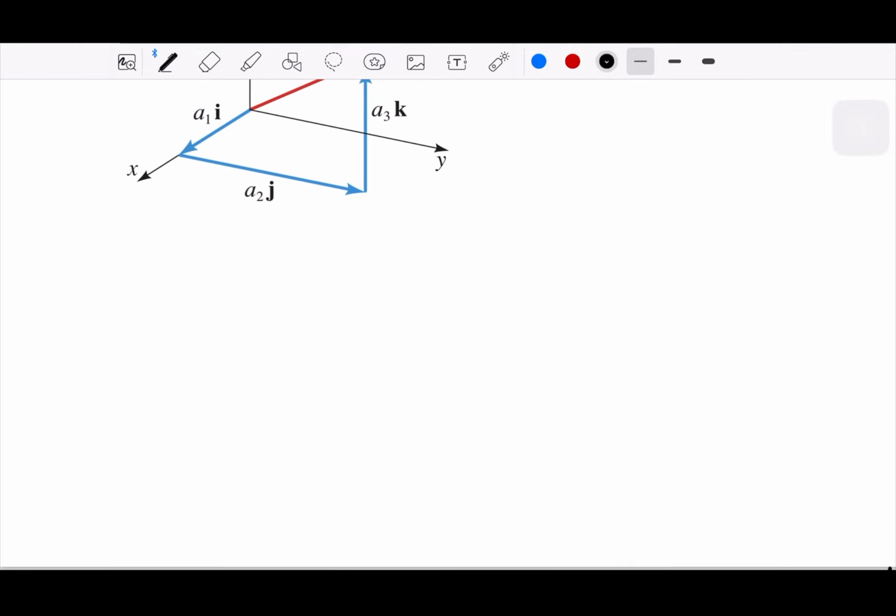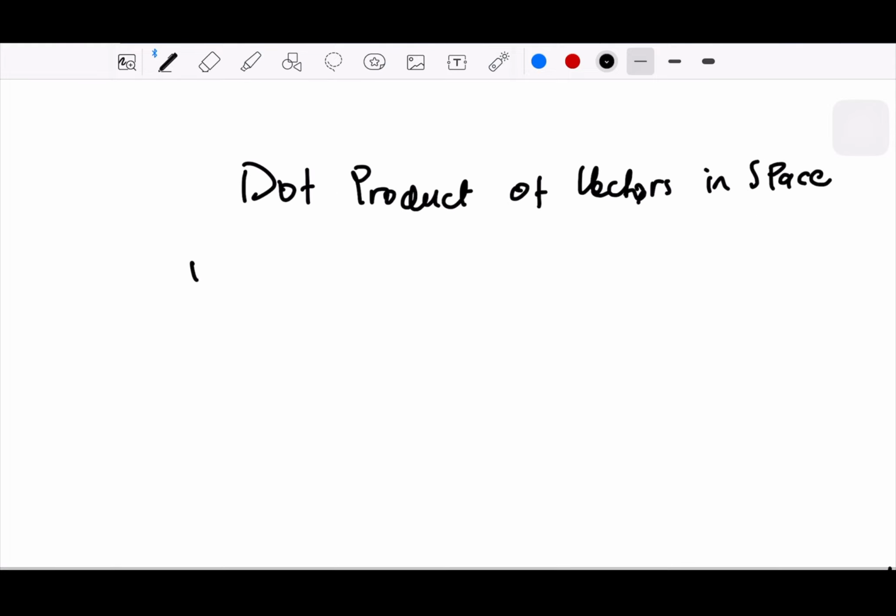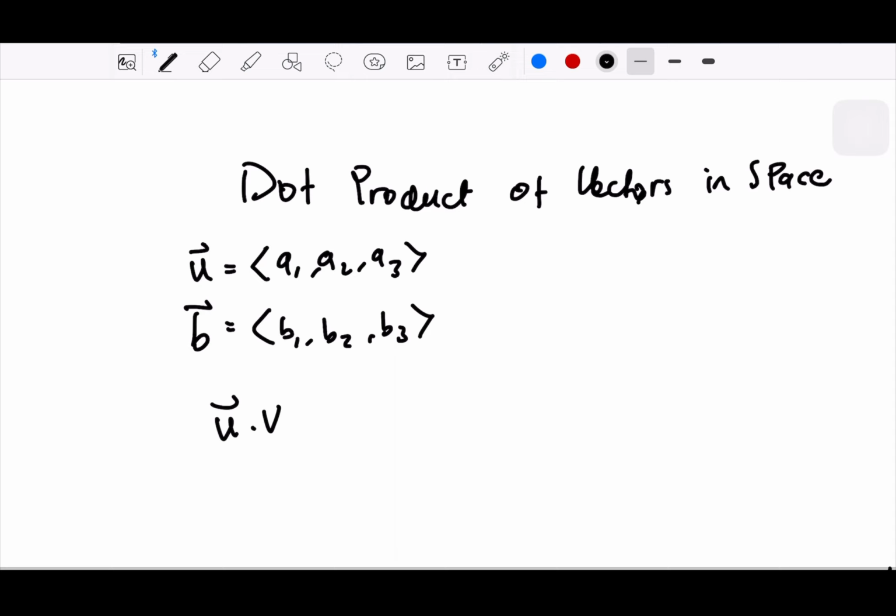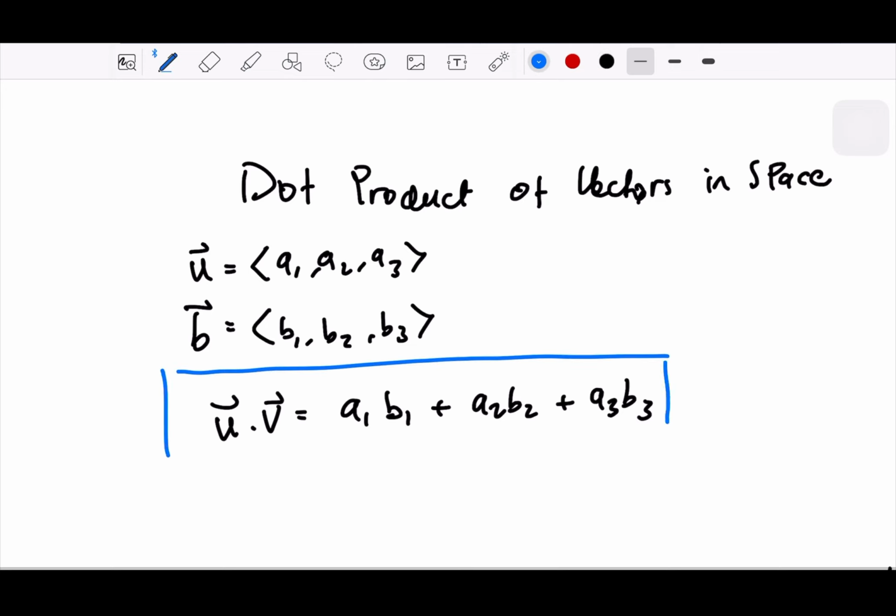Okay, also we could take the dot product of vectors in space. So let's say we have u is a1, a2, a3. We have v, b1, b2, b3. And the dot product u dot v is defined by a1 b1 plus a2 b2 plus a3 b3. It is still the same, just adding one more component of the third axis. And still the conclusion for the dot product is the result will be a number or scalar.